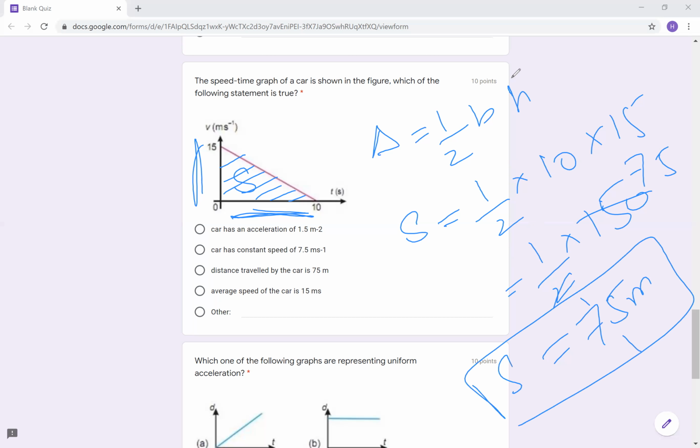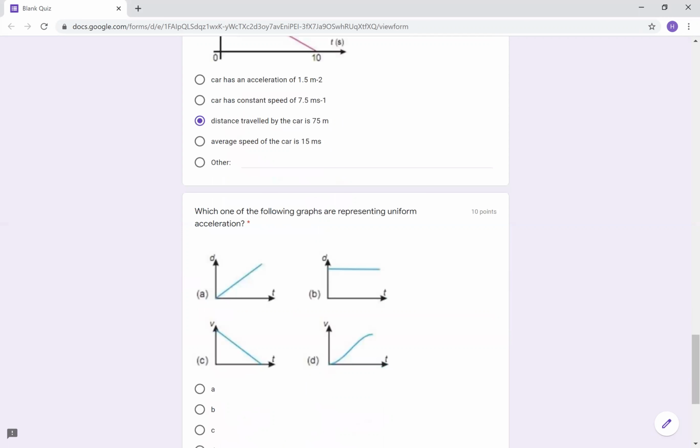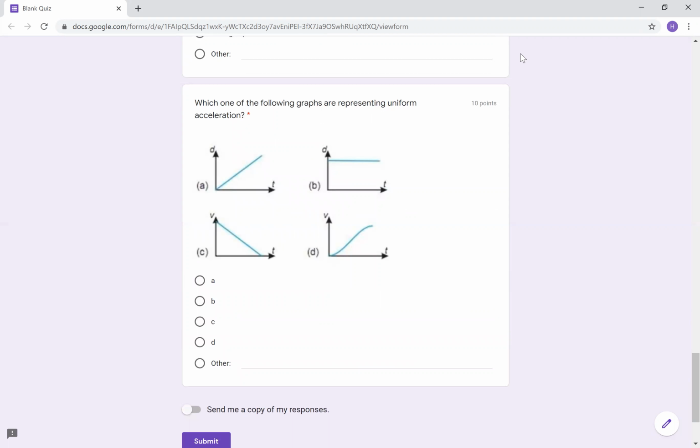So this is our right answer. So we're choosing this answer. Distance traveled by the car is 75 meters. So removing all the drawings over here, we'll choose this option, distance traveled by the car. Moving on towards the next question: which one of the following graphs is representing a uniform acceleration.